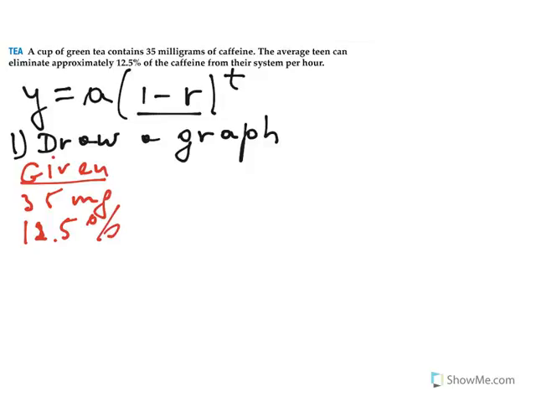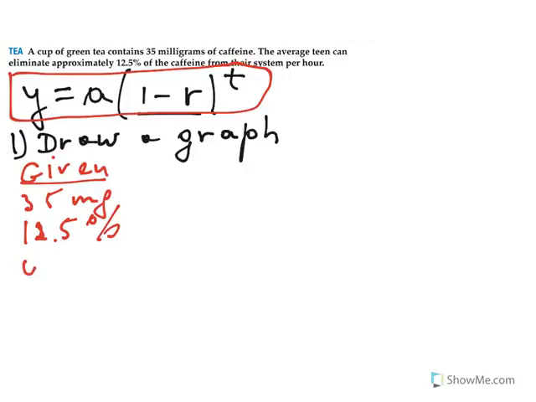So how can we draw a graph here? First of all, I think that since the caffeine is going away from the body, the system is decaying. So I'm dealing here with an exponential decay function. And as we said, we have the formula for exponential decay functions here. How can I use this formula to graph? We can use a graphing calculator for graphing this problem.